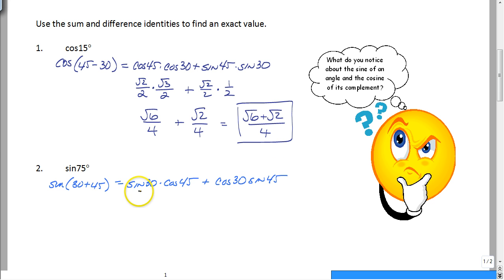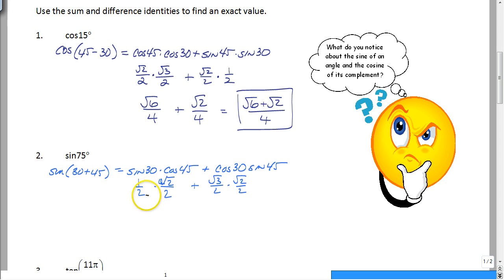Back to your unit circle, we know that the sine of 30 is 1/2. The cosine of 45 is the square root of 2 over 2, plus the cosine of 30 is the square root of 3 over 2 times the sine of 45, which is root 2 over 2. And this should look pretty similar to you. When we multiply those together, we're just going to get the square root of 2 over 4 plus the square root of 6 over 4. And surprisingly, we get the exact same answer as the one before. So we get the square root of 2 plus the square root of 6 all over 4.